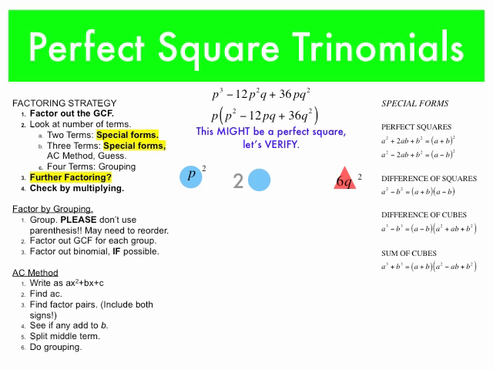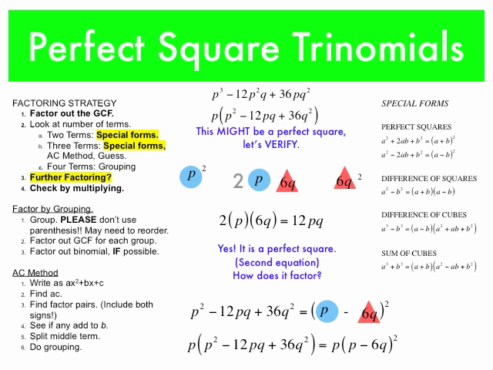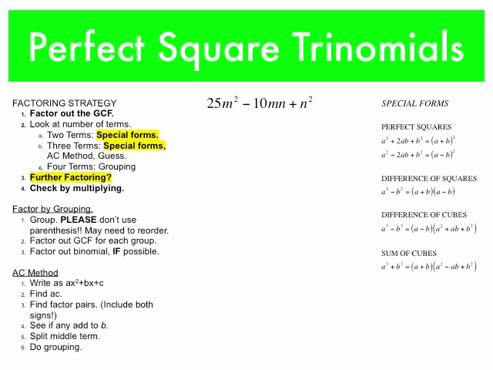Let's see if the middle term matches. 2 times 1 of each of them. That gives me 12pq. So I'm off just by the sign. So I just put the sign in the parentheses. And I don't want to forget my p, my greatest common factor that I pulled out at the very beginning. So my factorization would be p times p minus 6q squared.